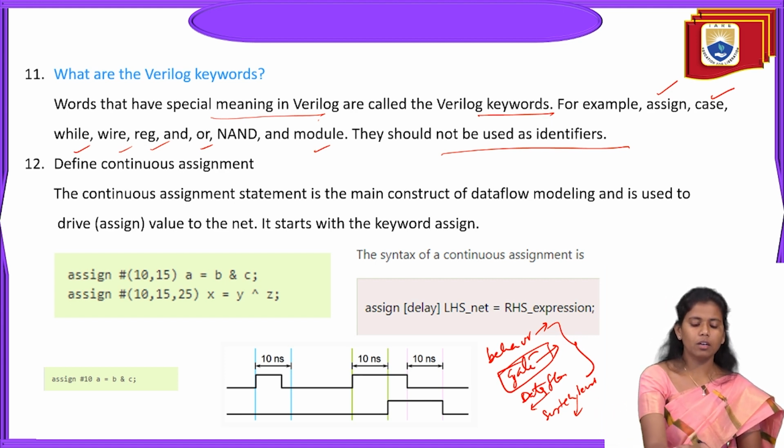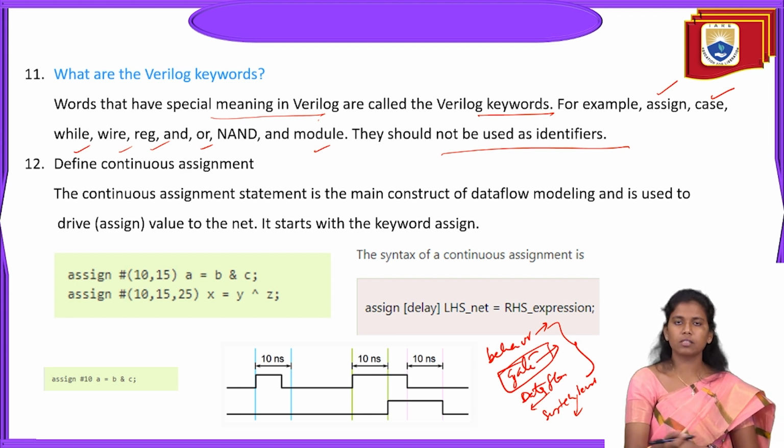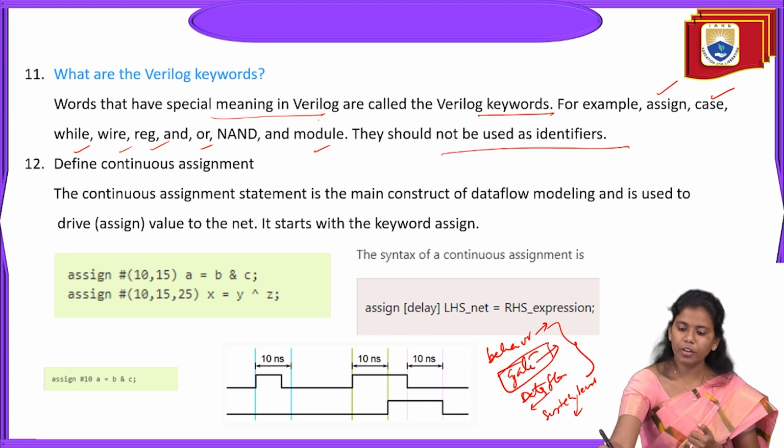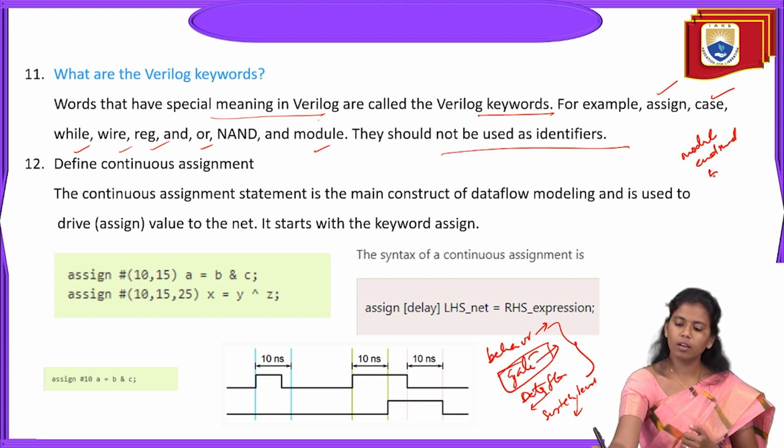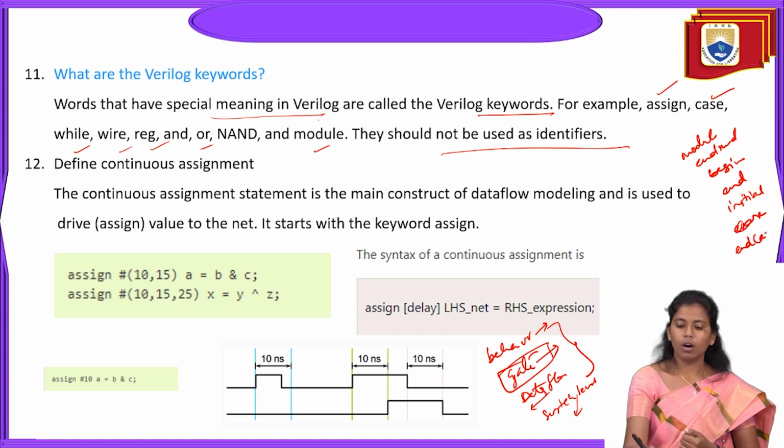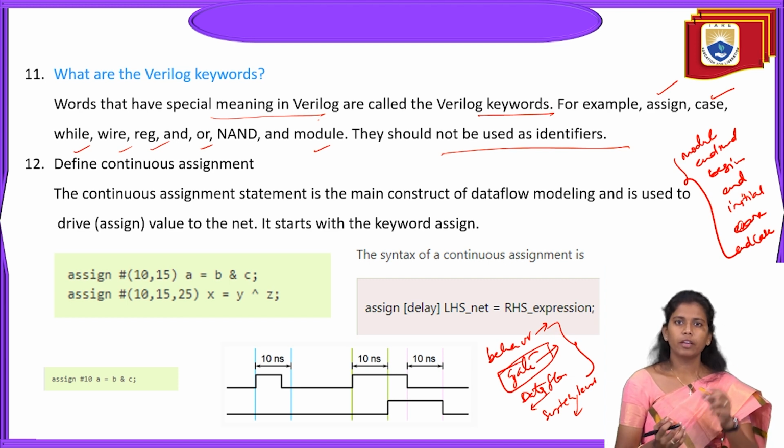As we are discussing keywords, there are many different types of keywords we have come across, like module, end module, begin, end, initial, and case, end case. All these are nothing but keywords. Whichever abstraction you choose, it will have different types of modules. But remember that if you start with a keyword, it should end with a keyword.